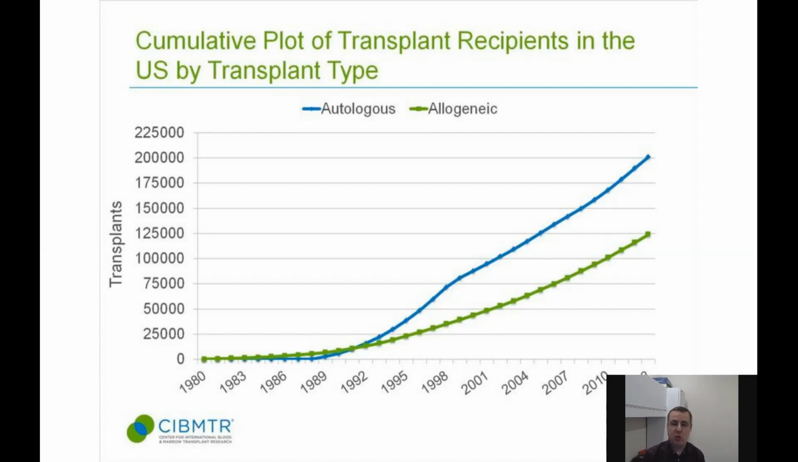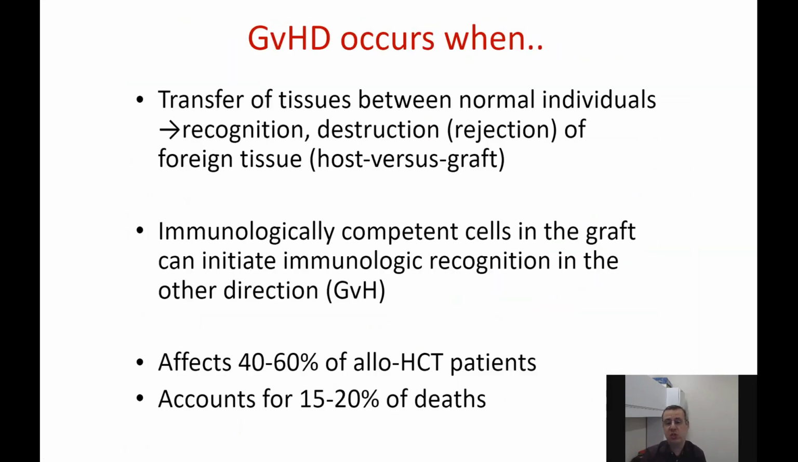And as we perform more and more allogeneic transplants every year, you see here this graph from the Center for International Blood and Marrow Transplant Research demonstrating how exponentially the number of allogeneic transplants increases. Along with that, we see a significant increase in the complications, including acute graft-versus-host disease. Now, why does acute graft-versus-host disease even occur?